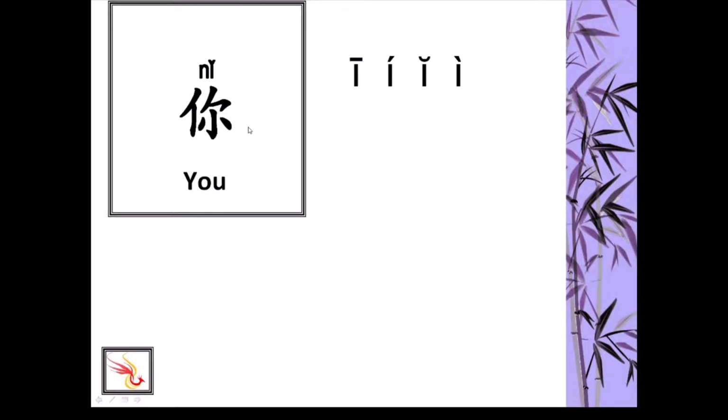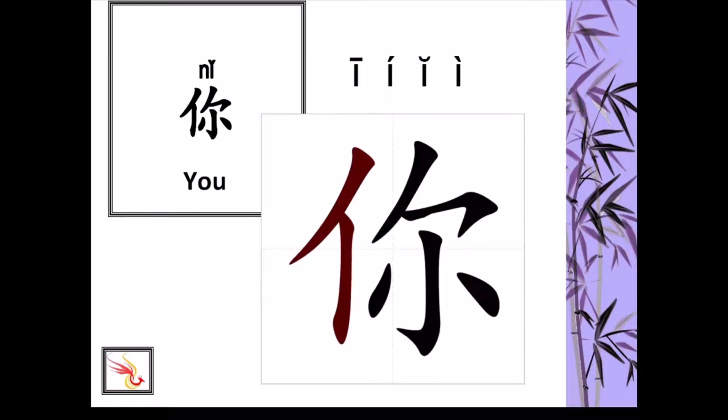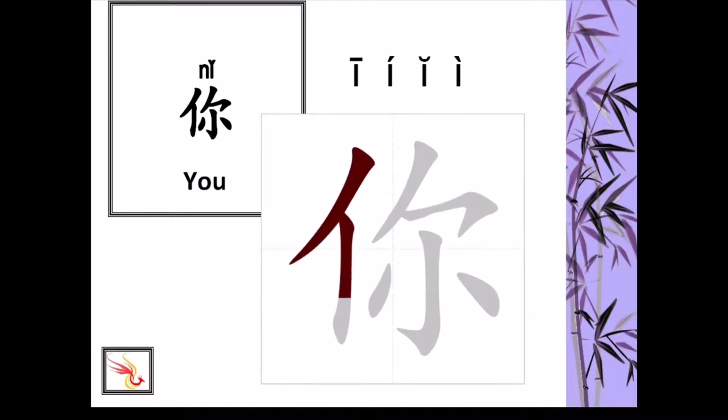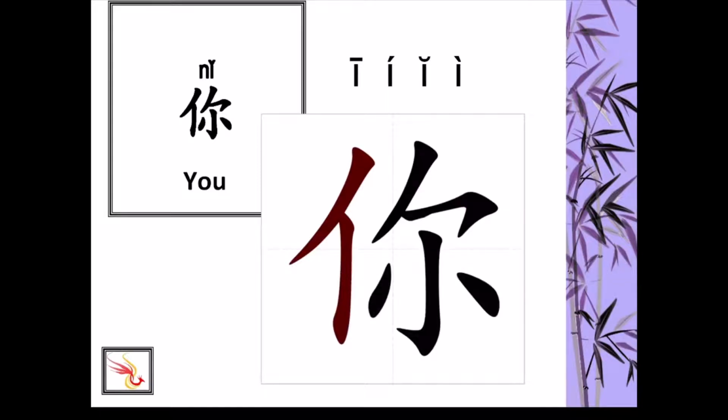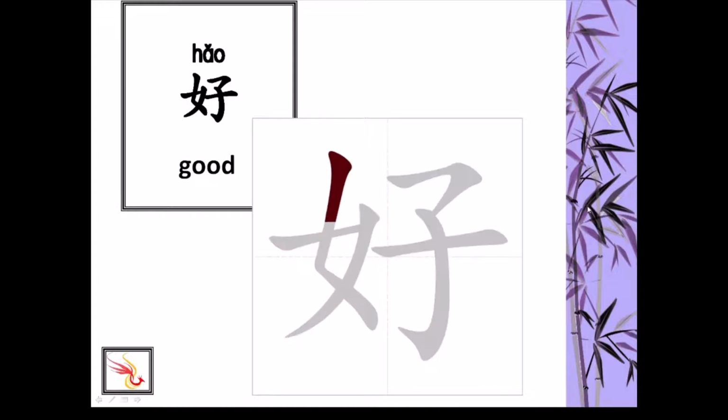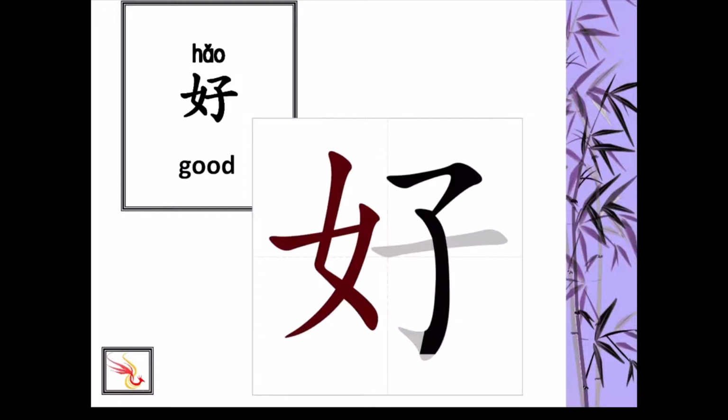So 你, ni, third tone. Last week we learned the numbers. Let's count the strokes in each character. You can pause at any time. 1, 2, 3, 4, 5, 6, 7. 好 means good. It's got a female radical as well, and this could be the son. So traditionally, probably they wanted a daughter and a son. Let's count this word. 1, 2, 3, 4, 5, 6.